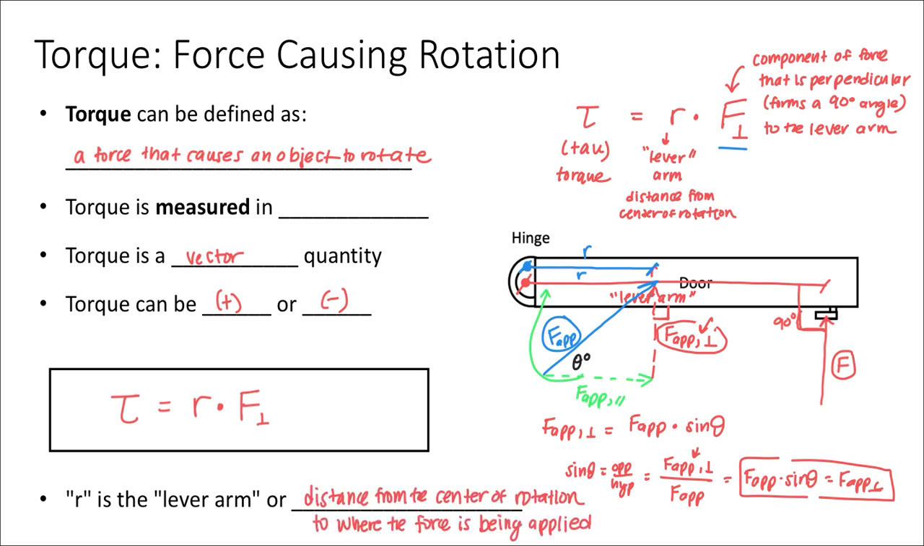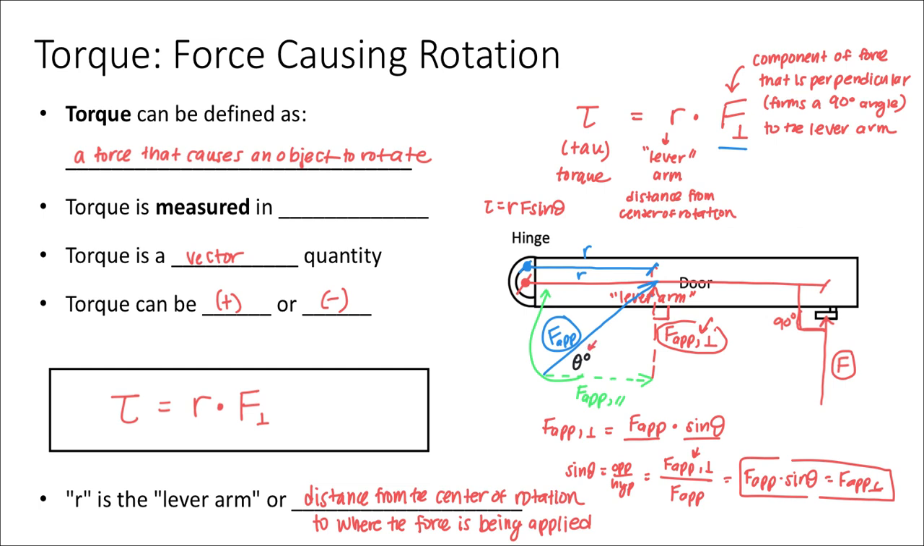One last thing I'll say. You might see textbooks or other physics resources say that torque is always equal to RF sine theta. I want to caution you right now: I don't recommend using this equation, and here's why. As you saw in this example, the perpendicular component of the force happened to be F sine theta, but that's only because the angle I was given was the angle between the lever arm and the applied force, this theta right here.